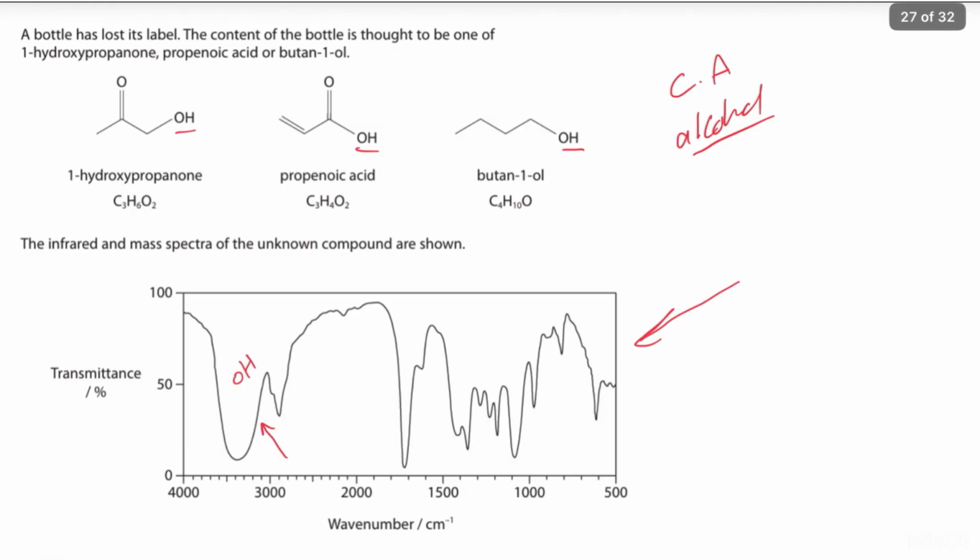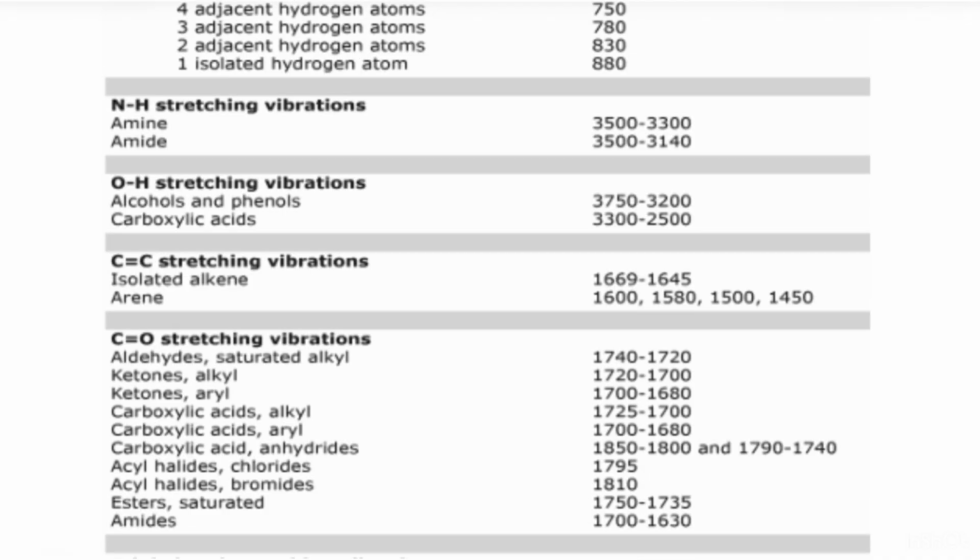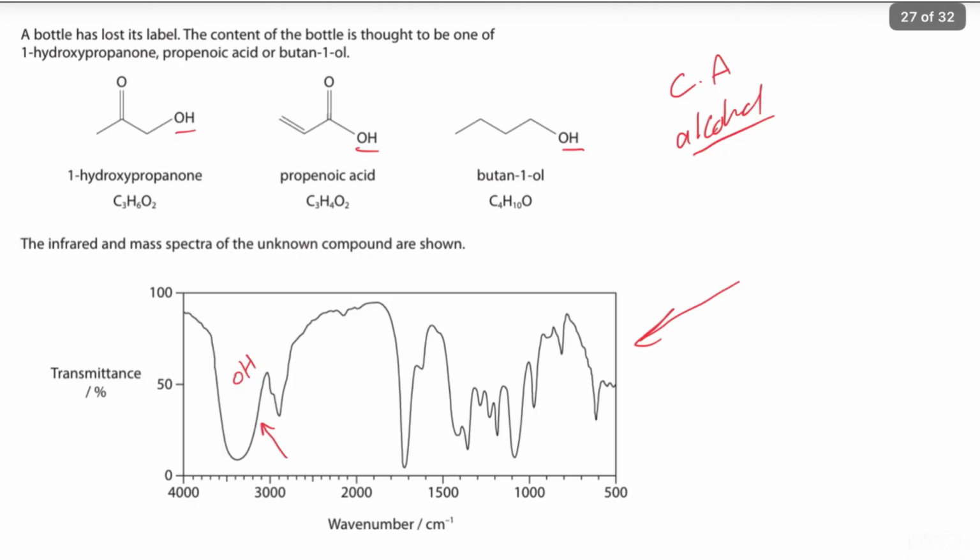If we go to the data table and look at the carboxylic acids, the carboxylic acid OH comes at 3,300 to 2,500. Alcohols have a higher wave number. We can notice that the absorbance of the OH peak is too high for being an acid. So it's not an acid. It's either butan-1-ol or hydroxypropanone.